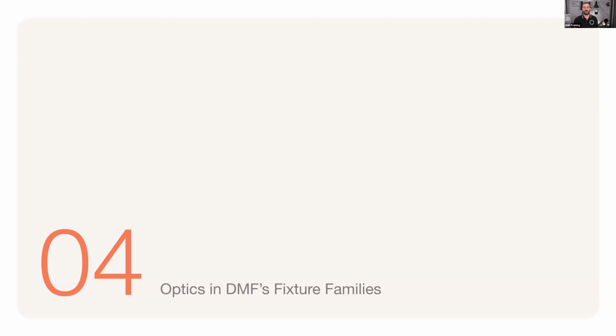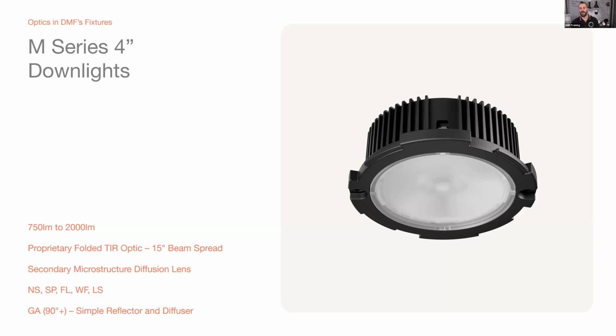So with that, I'm going to go into our product portion of the presentation and talk about the different types of optics that we utilize here at DMF. The first to start off with will be our M series family of downlights. This is our 4-inch downlight family. I'm going to speak first to the 750 to 2000 lumen set of fixtures. The 750 to 1500 are IC rated. Our 2000 lumen pushes into the non-IC rated section, but they all utilize the same set of optics on the inside.